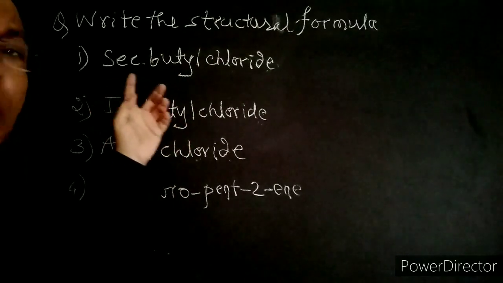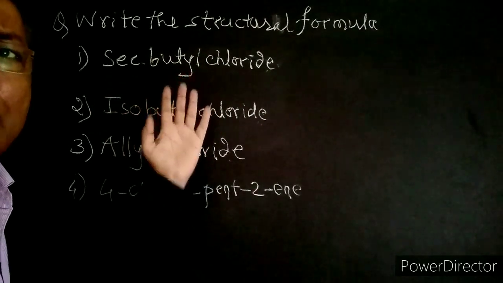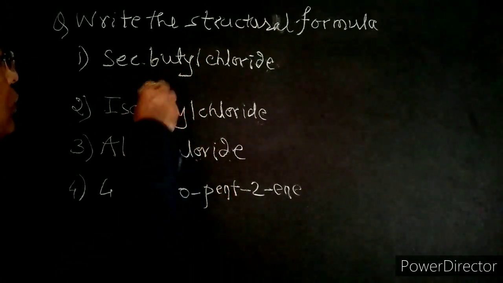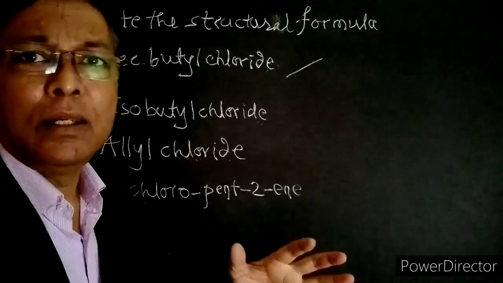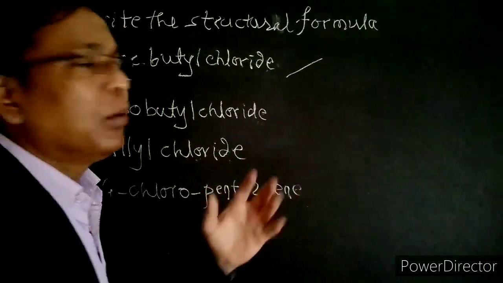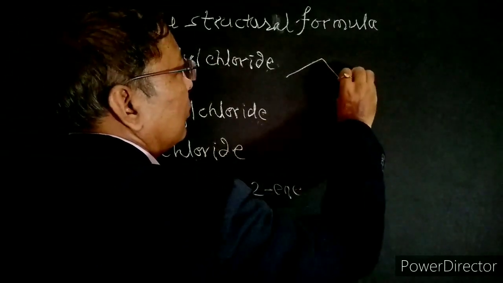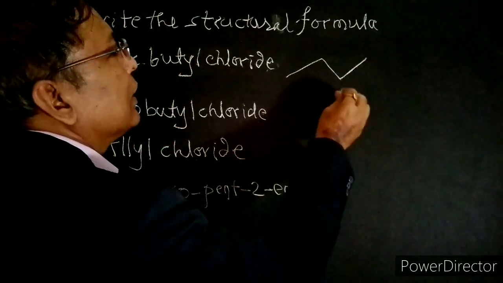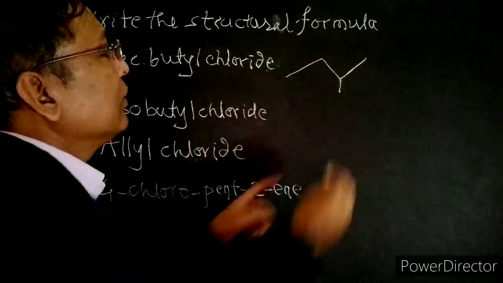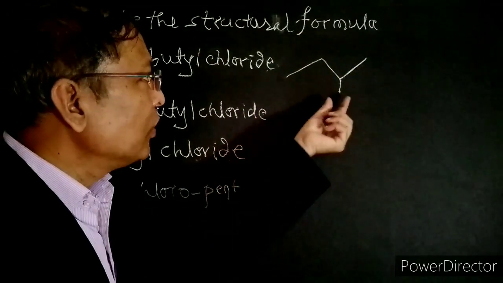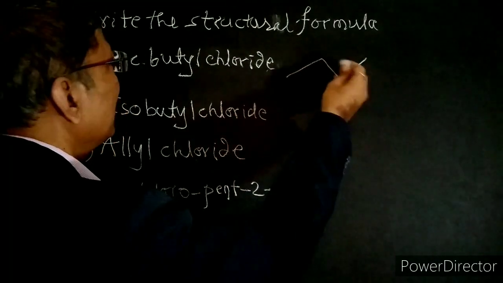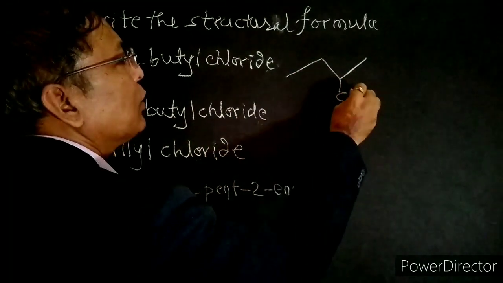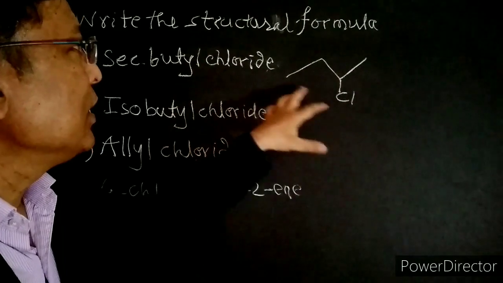Now, the next question we will take: write the structural formula. They have given some common names as well as IUPAC names. The first is secondary butyl chloride. We have already seen that secondary butyl means when the hydrogen atom of this second carbon is replaced by halogen, we get secondary butyl, and here it is replaced by chlorine. Therefore, this is secondary butyl chloride.